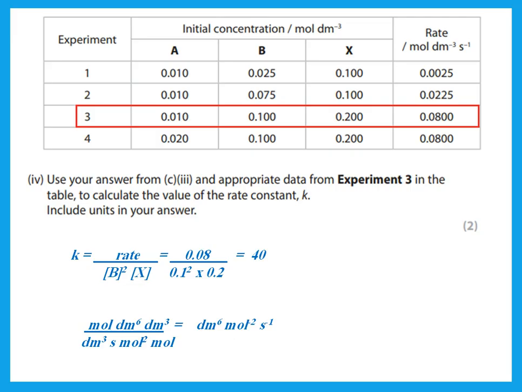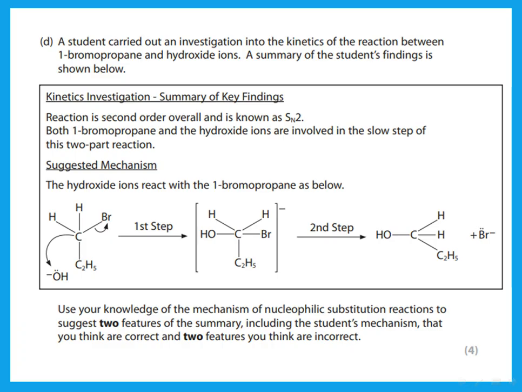Now, the units. Well, the units would be mole per decimeter cubed per second for the rate, and each of the concentrations is mole per decimeter cubed. Of course, if it is to the power 2, then it's mole to the power 2, decimeter to the power 6. Overall, when we cancel what's the same on top and the bottom, it is decimeter to the power 6, mole to the power minus 2, seconds to the power minus 1.